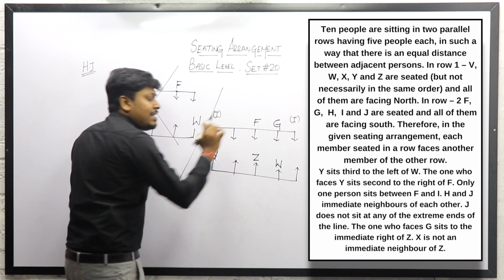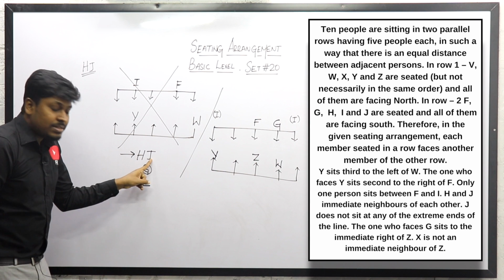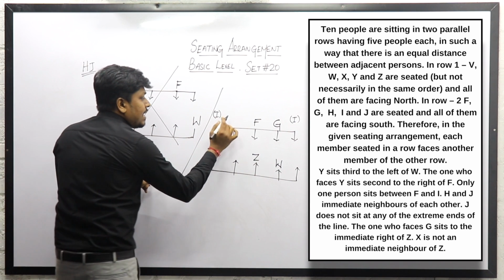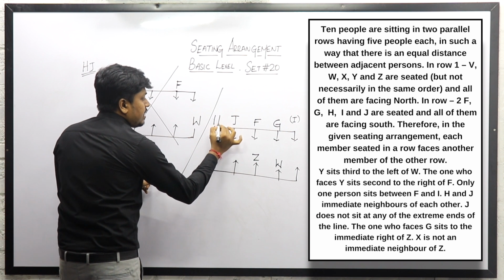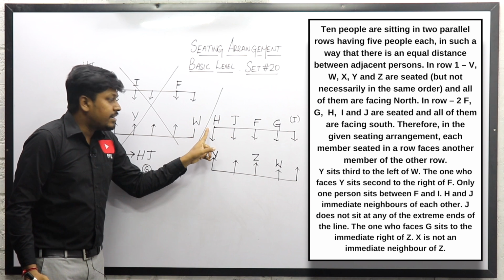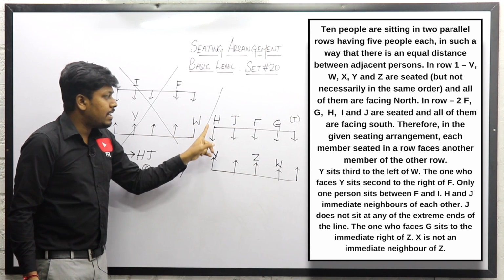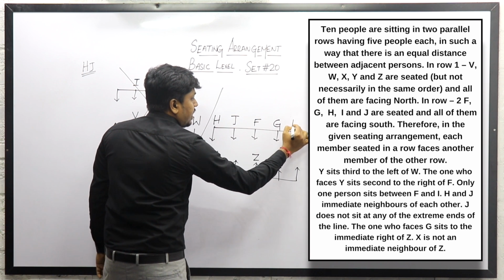If I fix G here, then we know that H and J are immediate neighbors, and J is not sitting at any corners. So the only chance is that I should fix J here and I should fix H here. Understood, friends? So H and J will be immediate neighbors and J is not sitting at an extreme end. So I should fix J here and H here. Only one letter is remaining, that is I. So I need to fix I here.